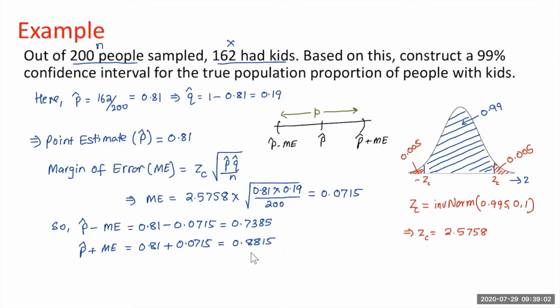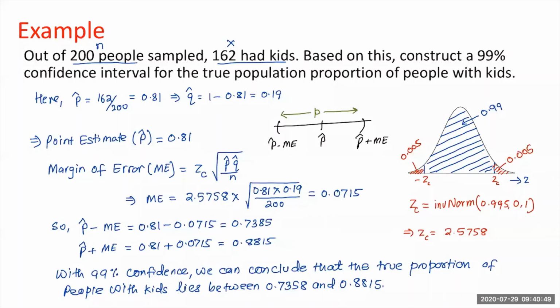So with 99% confidence, we conclude that the proportion of people with kids lies between 0.7385 and 0.8815. So we are going to write that conclusion. Okay, that is the end of this example. So here we got the conclusion.